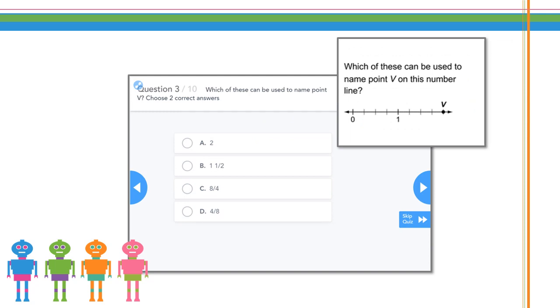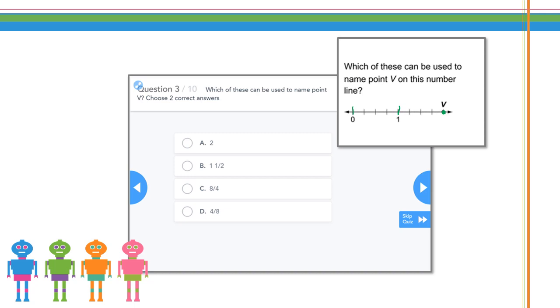Question 3. Which of these can be used to name point V? Choose 2 correct answers. If you take a look at your picture, you'll see that point V is here. Okay, and we have a 0 and a 1. So we already know that V is greater than 1. It's to the right of the 1 on the number line, so it's bigger than 1. There's extra parts. So let's take a look.